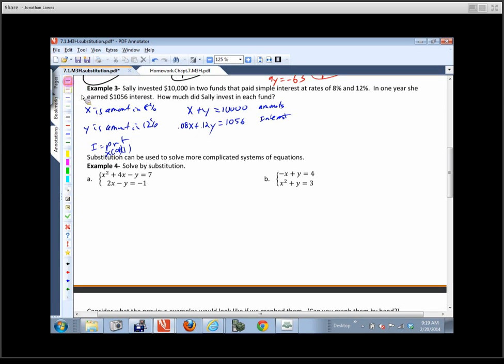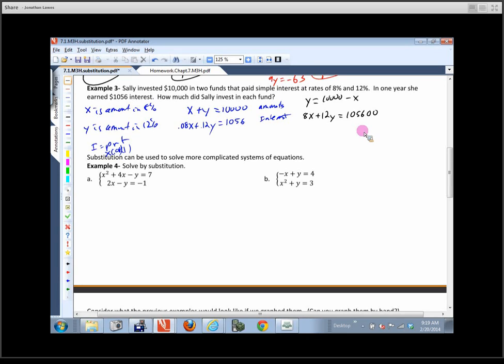So here's the equation that I'm going to work with. I'm going to go ahead and solve this for one of them. I'm going to say y equals 10,000 minus x. And the other equation, I'm going to write that as 8x plus 12y. And on this one, add a couple of zeros.